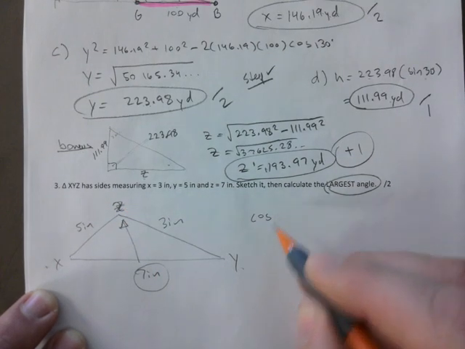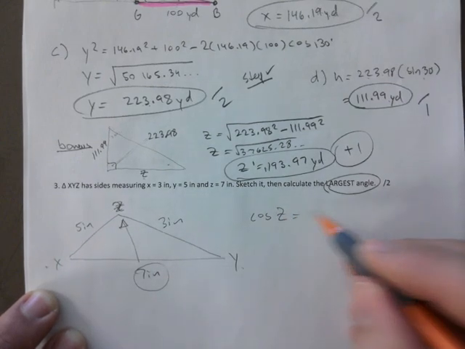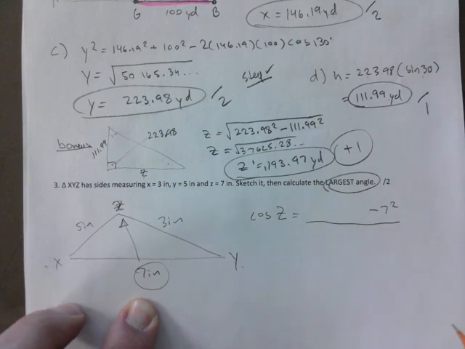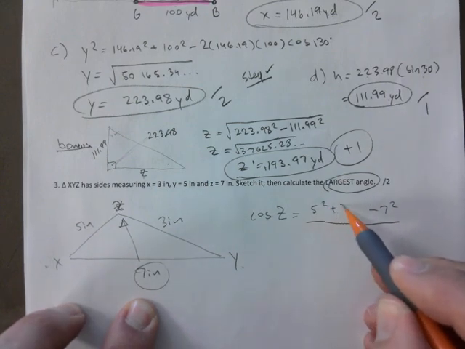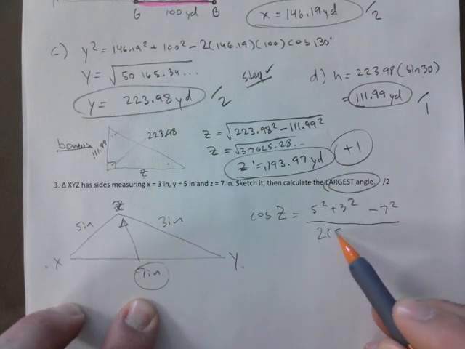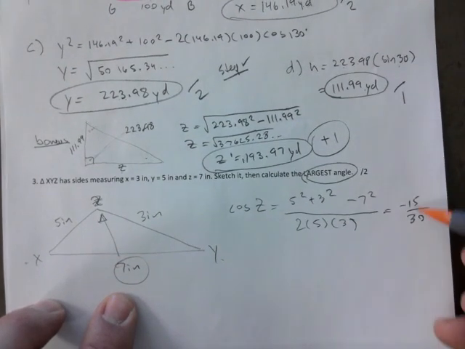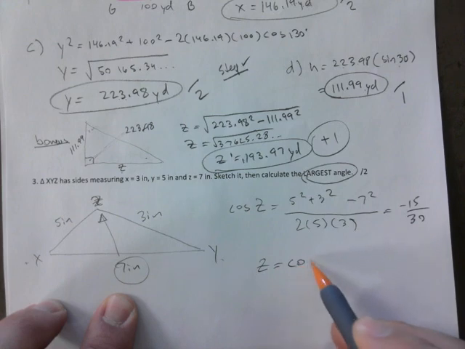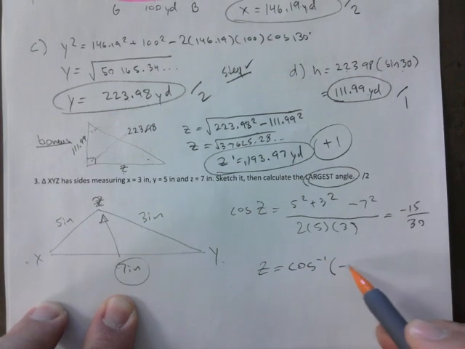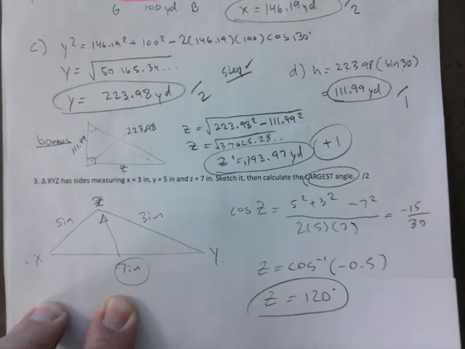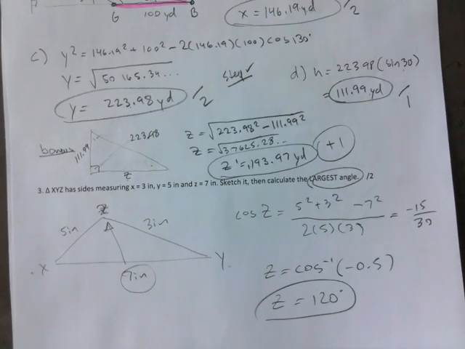So cosine, that's a side scenario, right? Cosine of Z is whatever you do, make sure the 7 squared is at the end. And then it's 5 squared plus 3 squared, over 2 times 5 times 3. Yikes. Okay. You get negative 15 over 30. Okay. And so Z is cosine inverse of negative 0.5 essentially. So that's 120 degrees. Yay, right?